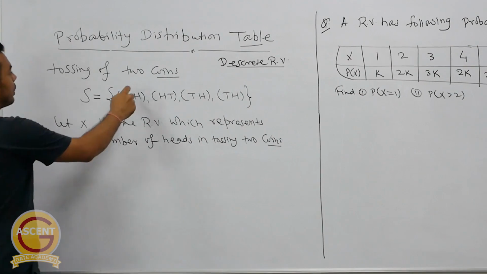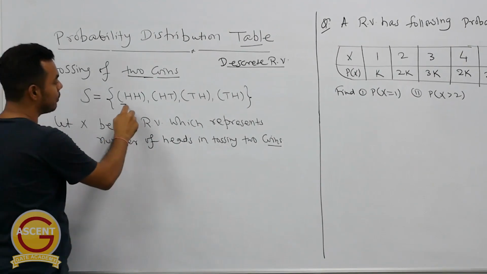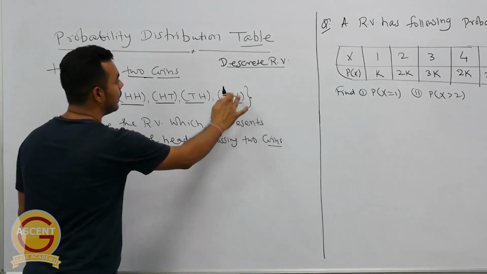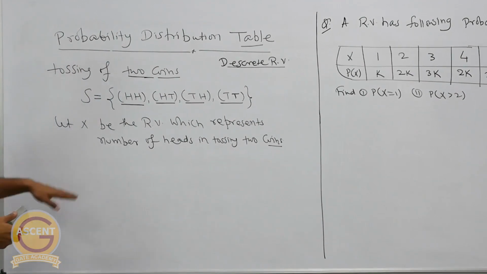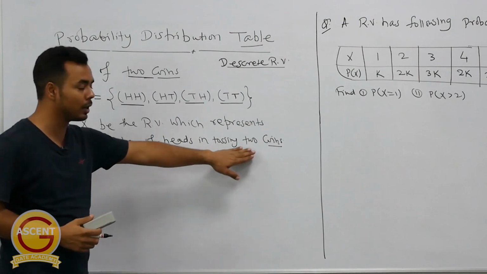So suppose we are tossing 2 coins. In that case our sample space will be these 4 possible outcomes: head head, head tail, tail head and tail tail. So these are the 4 possible outcomes. Now suppose X is the random variable which represents the number of heads in tossing 2 coins.